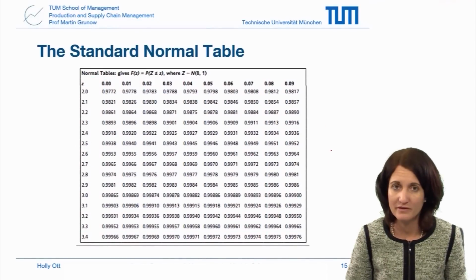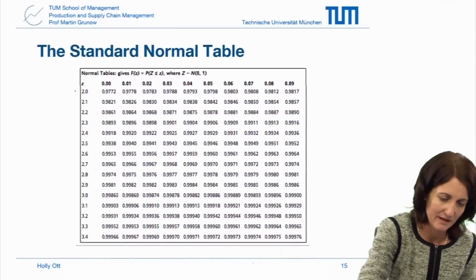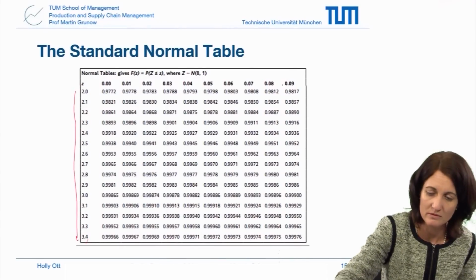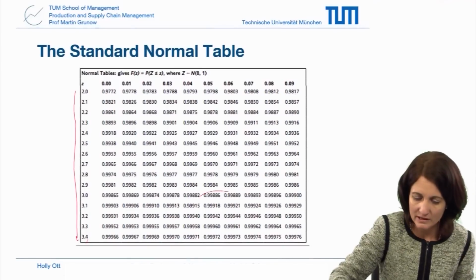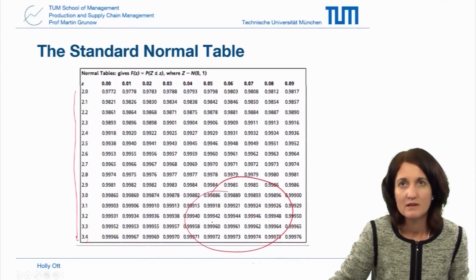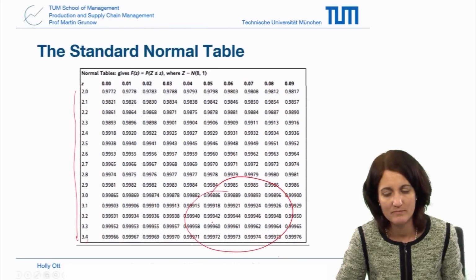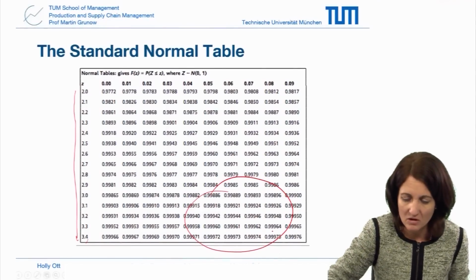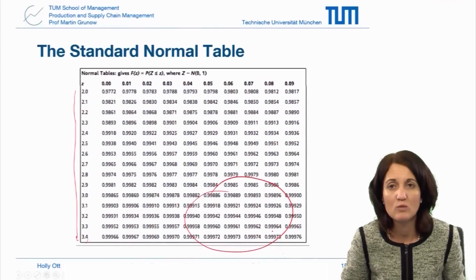Let's look at high values of Z. Here we have from Z equals 2 to Z equals 3.49. Now look at these values. They're very close to 1. So for example, above 3, we're practically at 1.